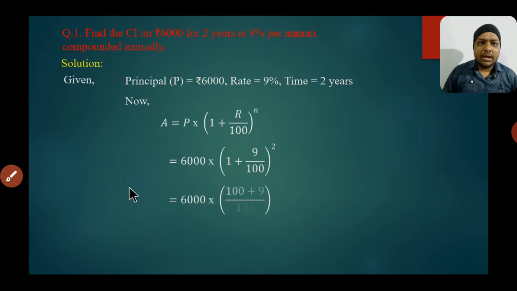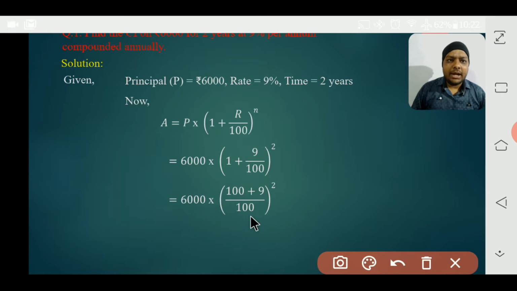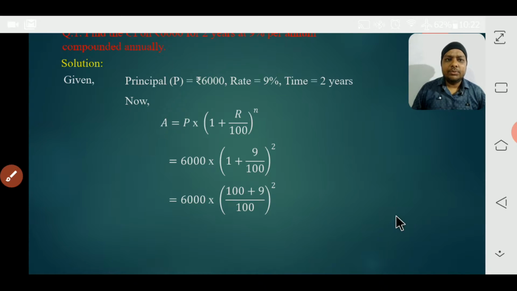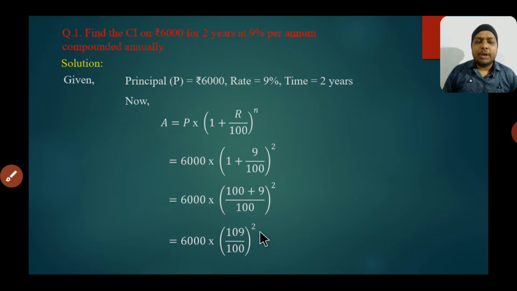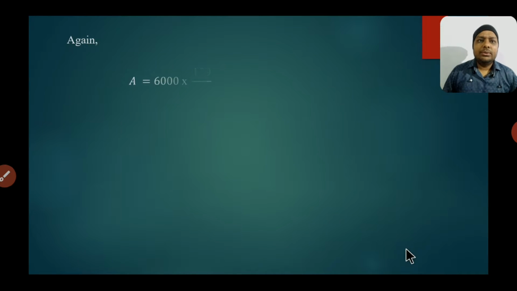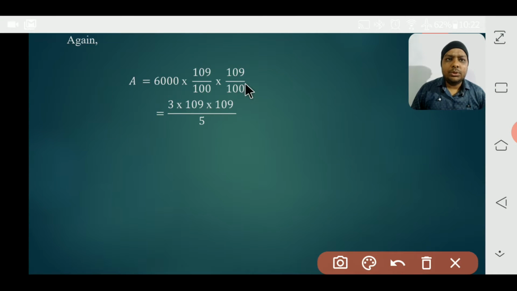100 times 1 is 100, plus 9 is 109. It means 109 by 100 to the whole square. Now, since it has the power 2, we have to write it 2 times. So it will be 109 by 100 into 109 by 100. Now we will multiply this. How will we multiply? 20 will cancel, 10 will cancel. 6,000 becomes 3 times 25.